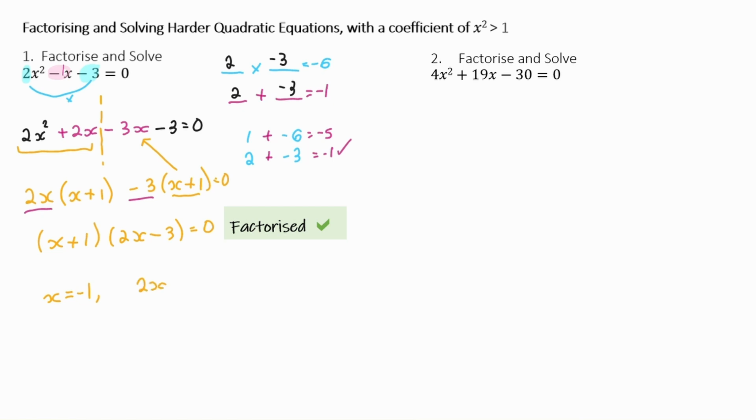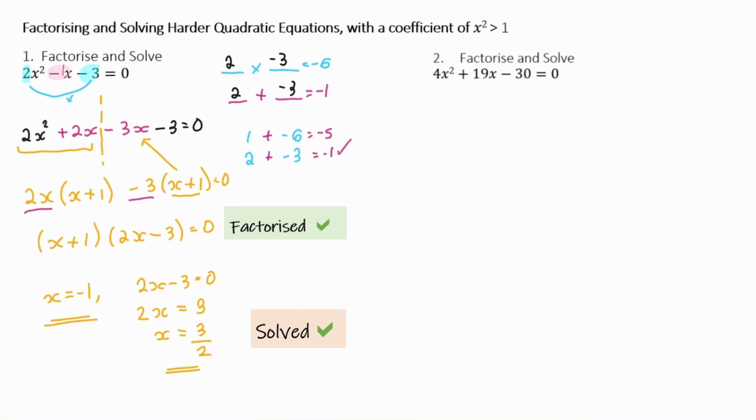And if 2x minus 3 is equal to 0, we would first have to plus 3 on both sides to make 2x is equal to 3, and then divide both sides by 2 to get x is equal to 3 over 2. So here are our two solutions for this equation.